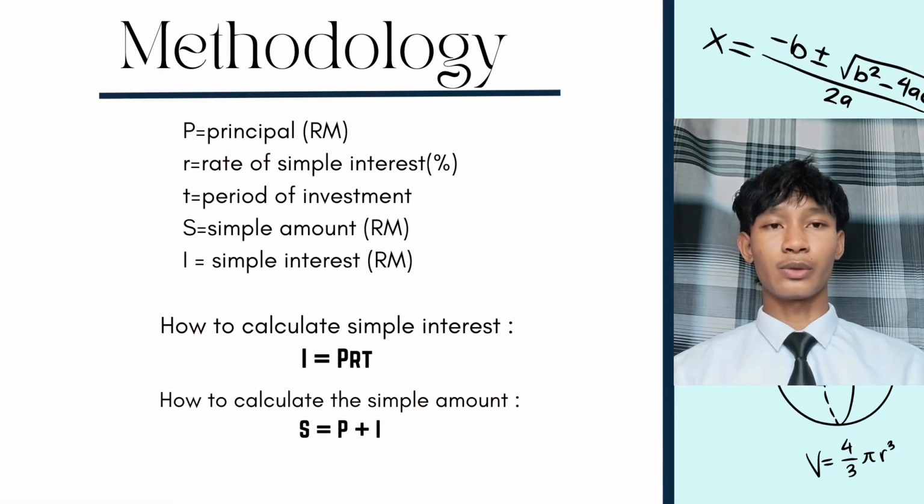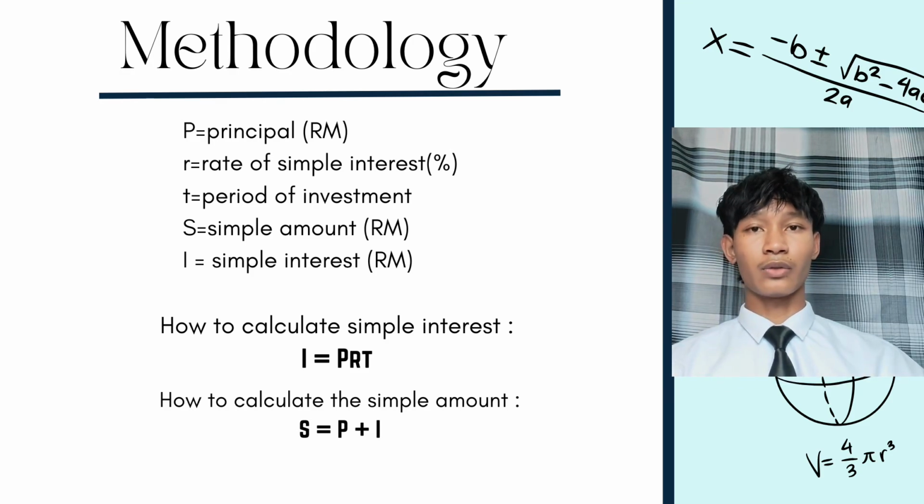Okay, before we solve the question, let me explain the methodology. The methodology of simple interest uses P, R, T, S and I. P is the principal, R is the rate of simple interest, T is the period of investment, S is the simple amount, and I is the simple interest. Okay, how to find I? I equals P times R times T, and S is P plus I.